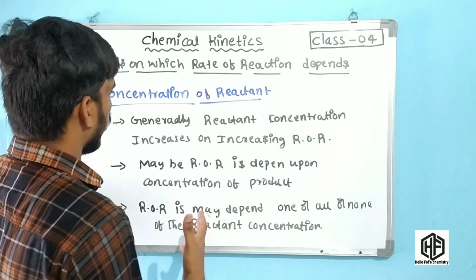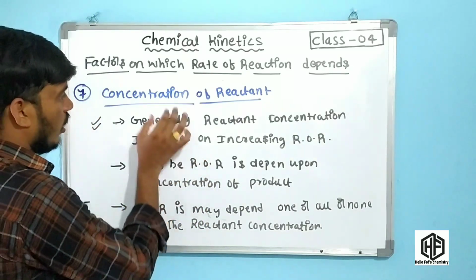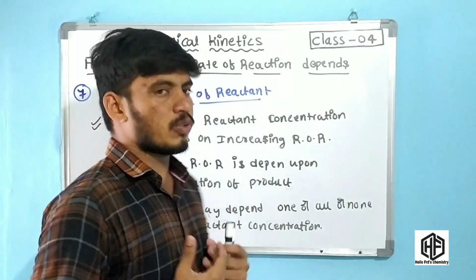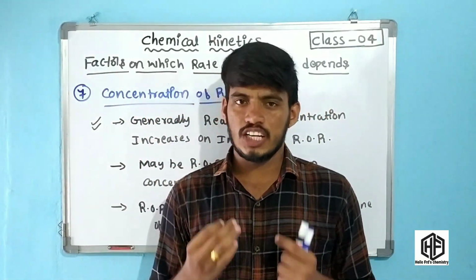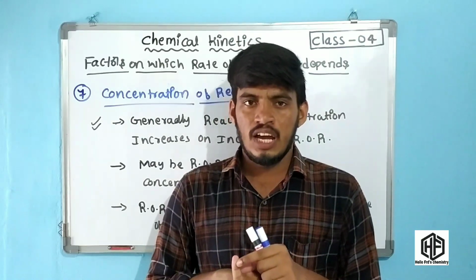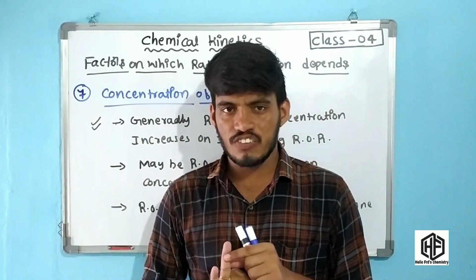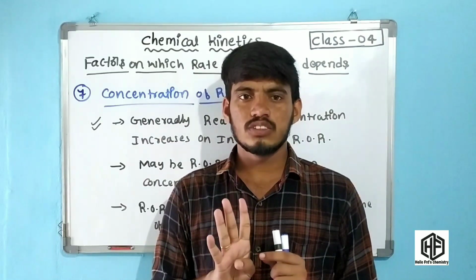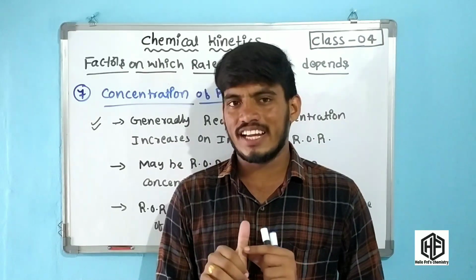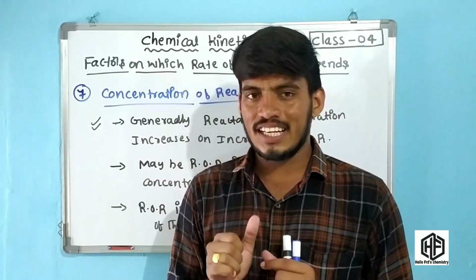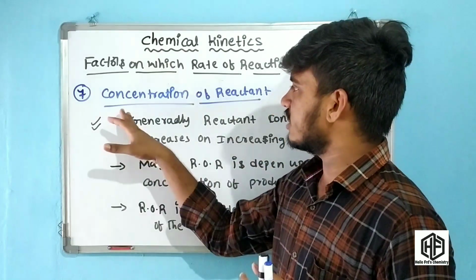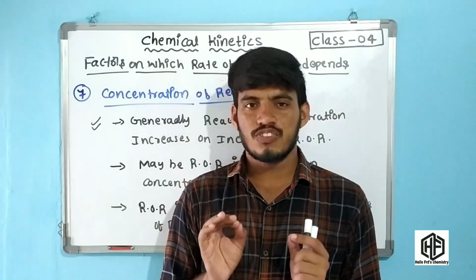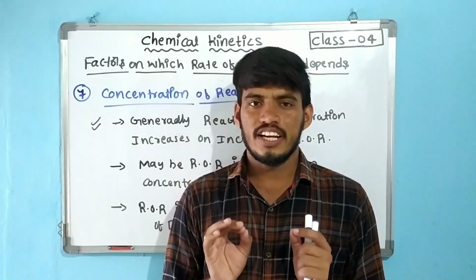In my next video I am going to discuss the concentration of reactants briefly. These are the factors affecting the rate of reaction. First is the nature of the reactants, second the physical state of reactants, third the surface area of reactants, fourth the intensity of light, fifth the catalyst, and sixth the temperature. The final factor is the concentration of reactants.